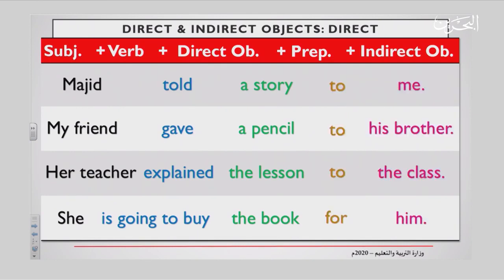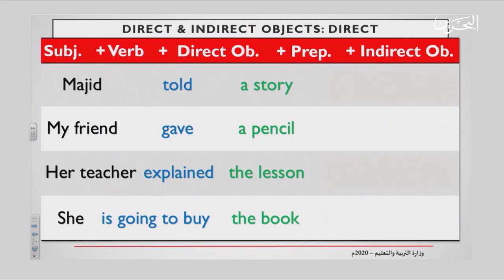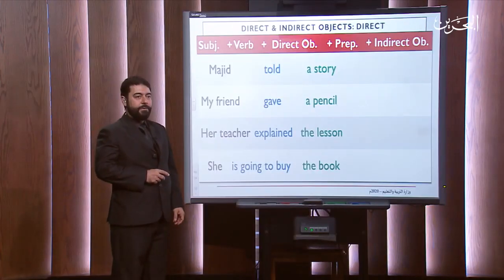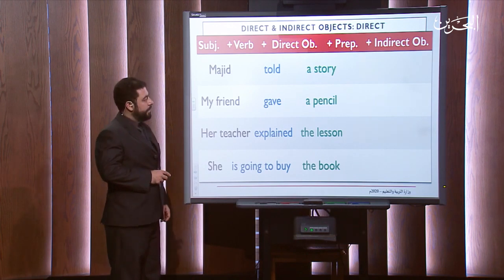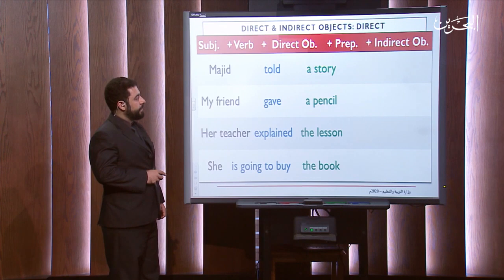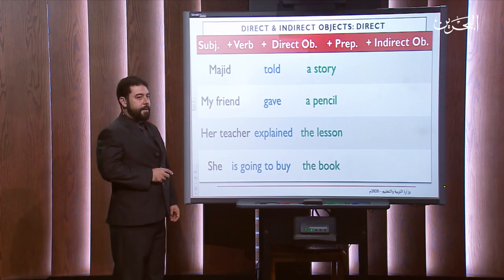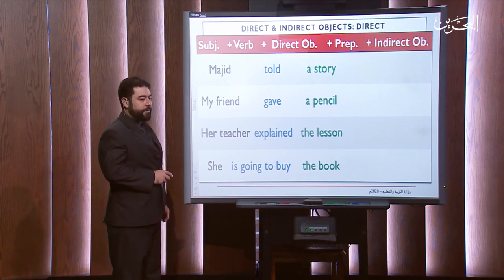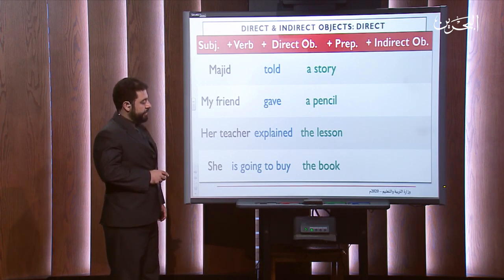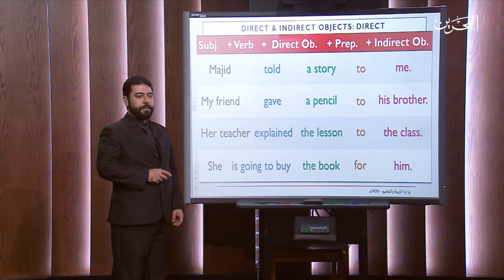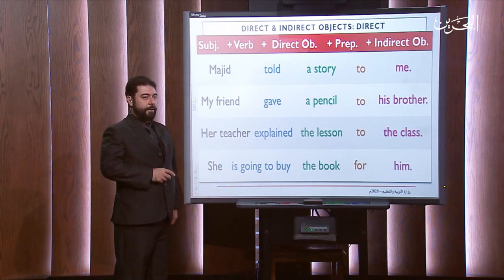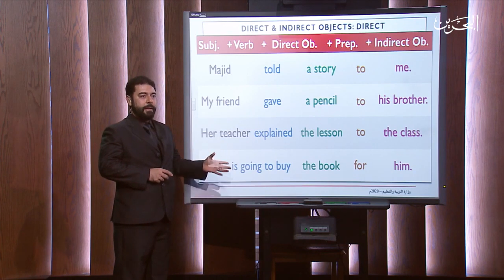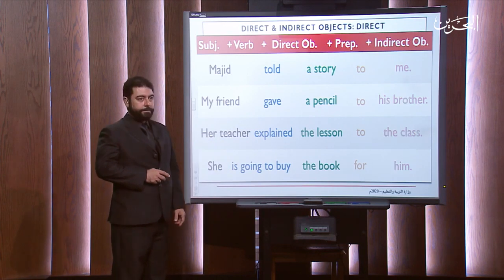Now, if I omit the indirect object just like before, all sentences are correct. Let's check. Majid told a story, full stop. My friend gave a pencil, full stop. Her teacher explained the lesson, full stop. She's going to buy the book, full stop. All right, so we do not need to have the indirect objects, but having them will explain the sentences more.